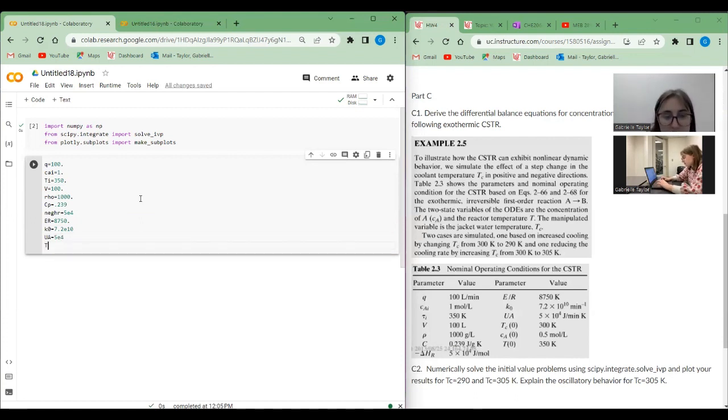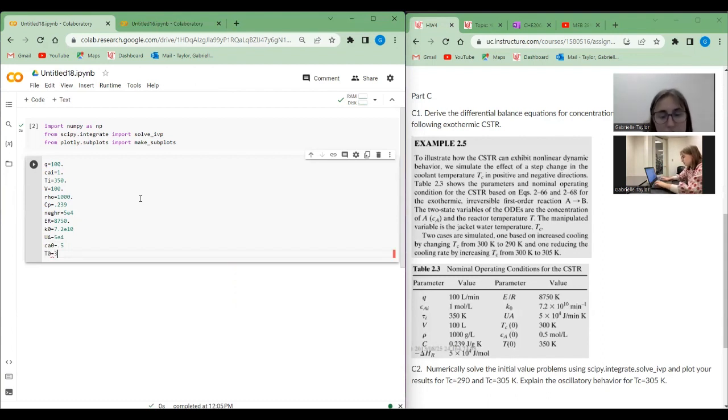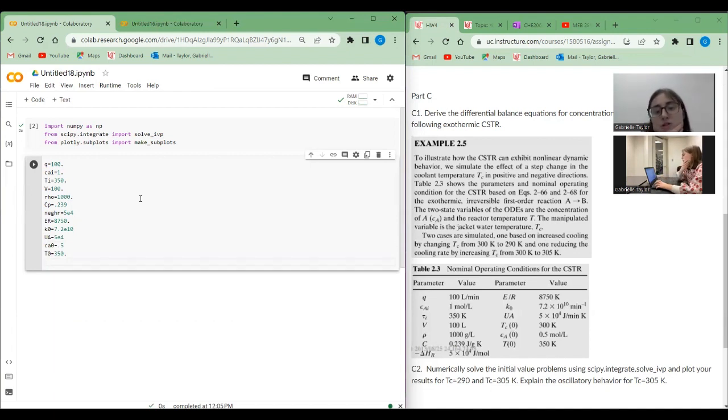And then we have our temperature of the coolant, which, let's do that actually last. So then we have our concentration naught, which is going to be 0.5. And then we have our temperature naught, which is going to be 350. Okay, so the first thing that we want to do is, we know our problem says we want the temperature of the coolant to start at 290, so that's going to be 290.